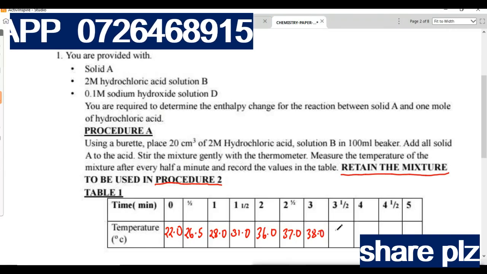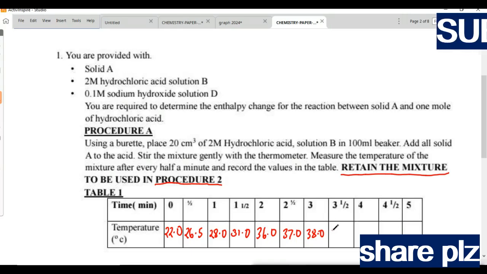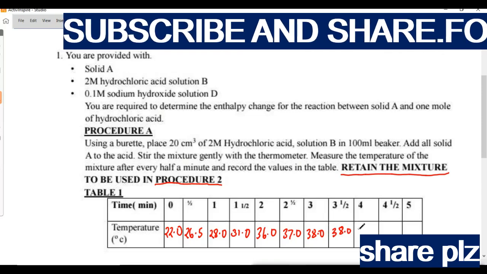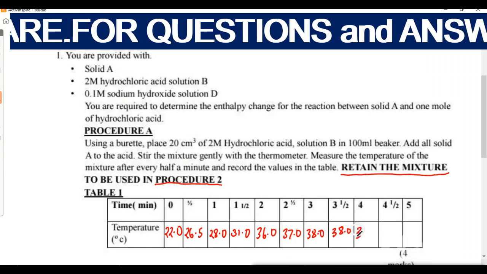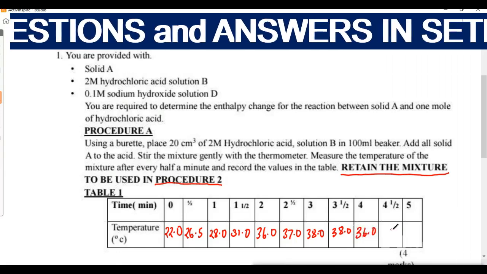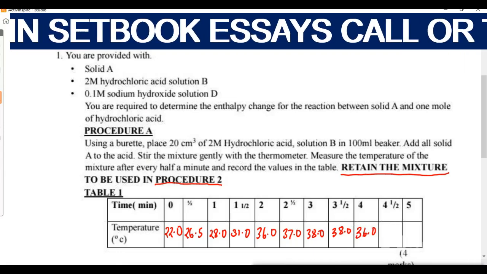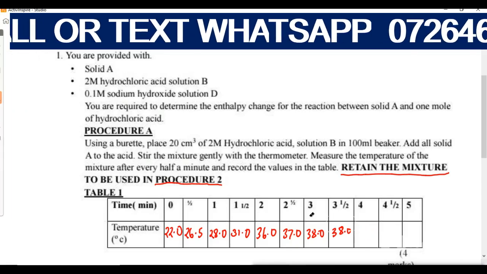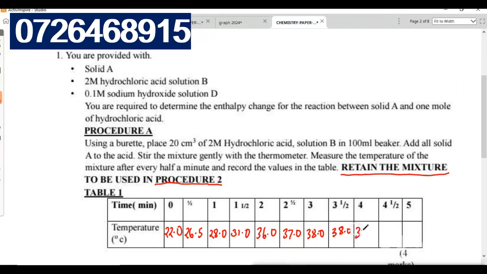As you can see, I'm filling the table like that. The decimal point must be consistent throughout. So don't put a decimal point in one place and leave it out elsewhere, because you are going to lose a mark there. For you to get the complete marks for the table, you must have a consistent 1 decimal place for the temperature, and there must be a trend.